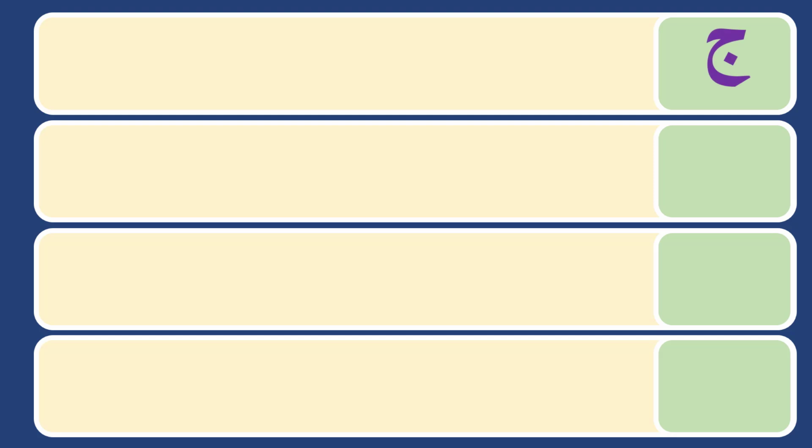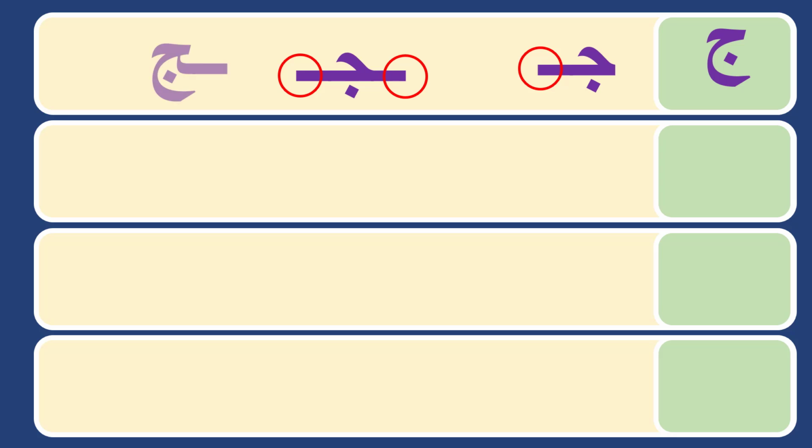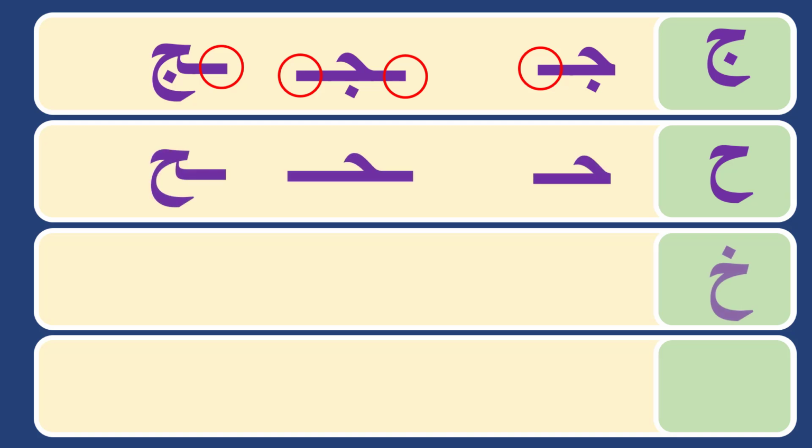This is Jim. This is Jim at the beginning of a word. You can join something directly to it, something that comes after it. This is Jim in the middle, you can join something before it and join something directly after it. Then this is Jim at the end, you can join something before the Jim. What is applicable to Jim is applicable to Ha and Kha.